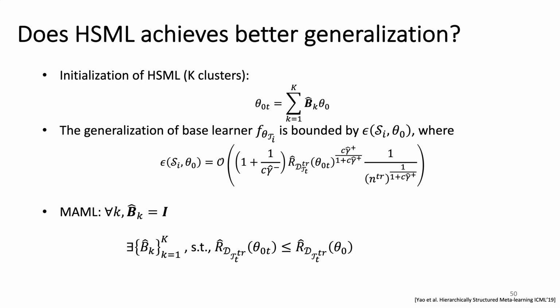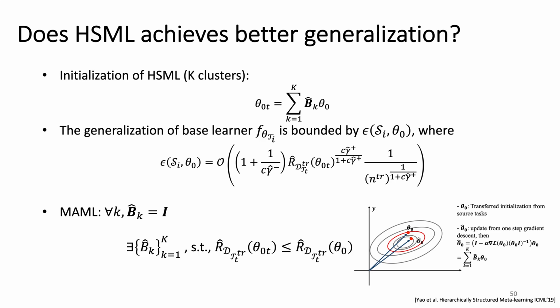The question is, can this way achieve better generalization? Assuming we have k clusters of HSML, here we show this equation. The theta CLT can be a linear combination of the theta 0. And with the generalization bound of the f theta of the transfer knowledge, it can be regarded as this one. And for each k, bk equal to I times I divided by k, sorry, this is a mistake. We want to show that if we can find a bk such that theta 0t can find a tighter bound, it would be better.